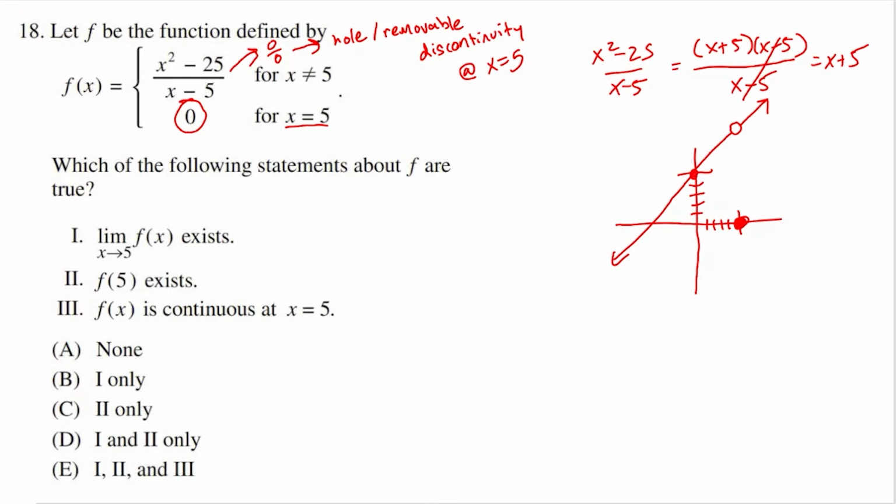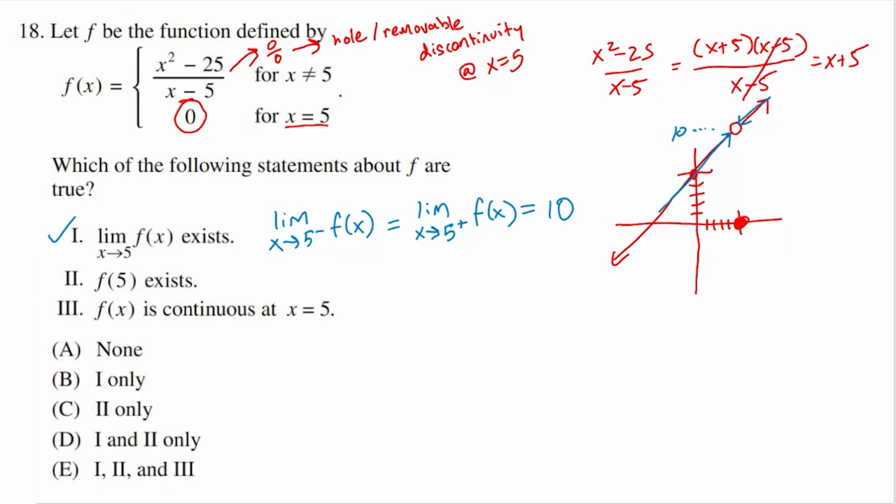So now let's go through the different statements and see if we can identify which are true and which are false. One says the limit as x approaches 5 exists. In order for the limit to exist, the left-hand limit has to equal the right-hand limit. And you can see on the graph that the left-hand limit is 10, and the right-hand limit is also 10. So since the left-hand limit equals the right-hand limit, then the limit exists.